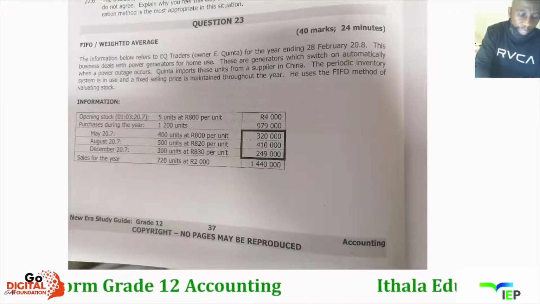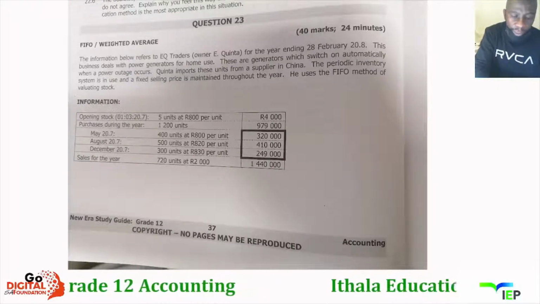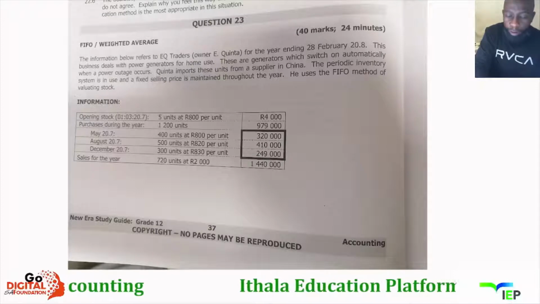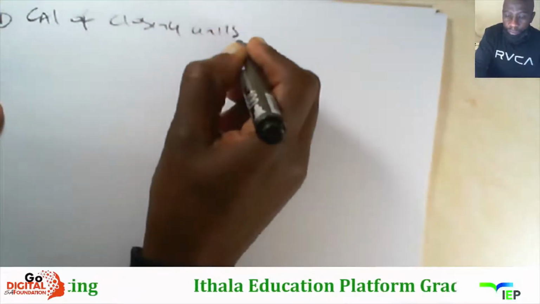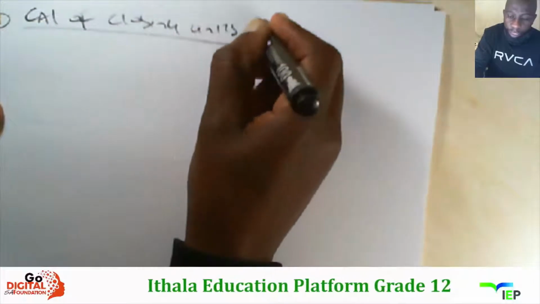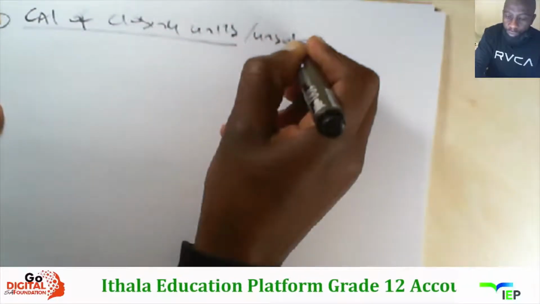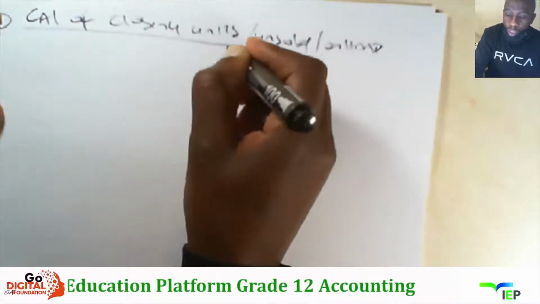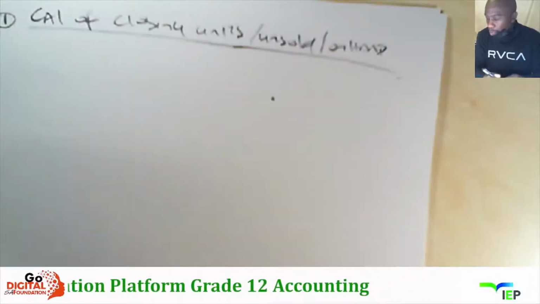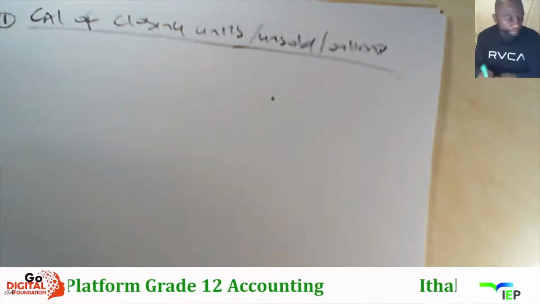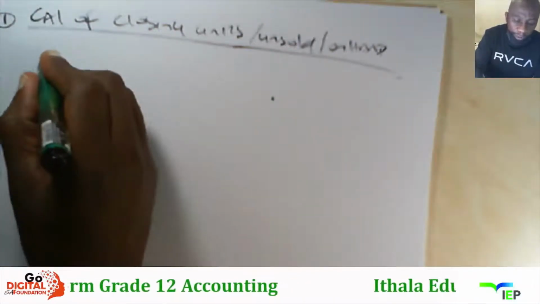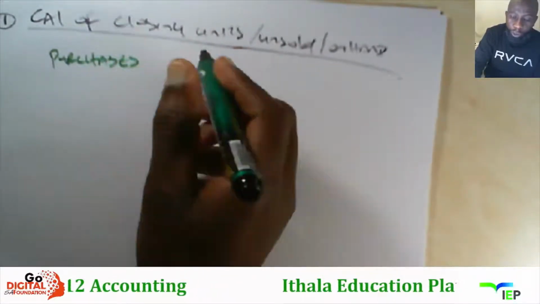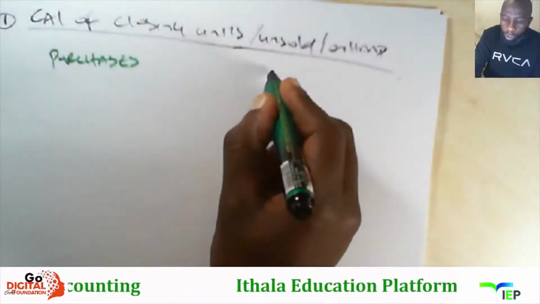Calculation of the closing units, or unsold, or on hand. So what's the formula? Very easy. You have to say purchases is on this side, but your purchases must also include the opening stock. Sold.